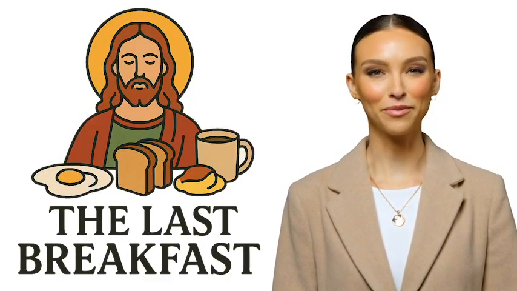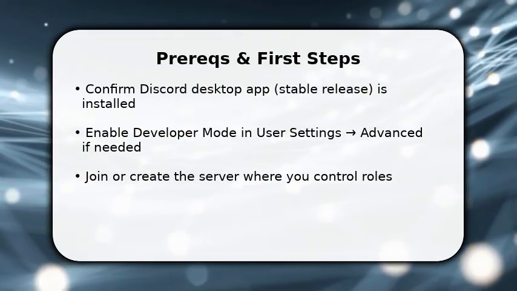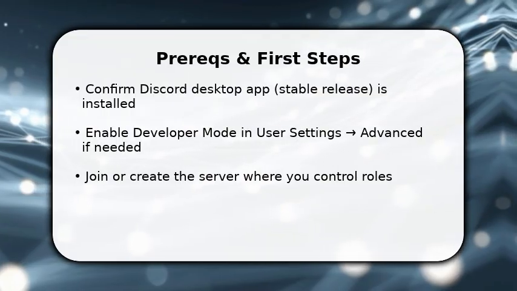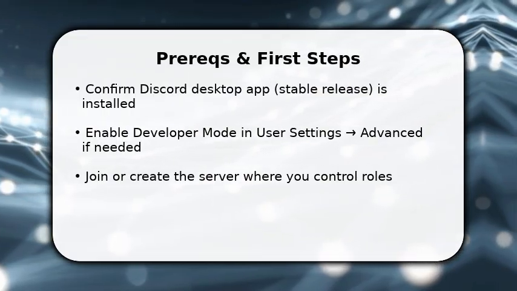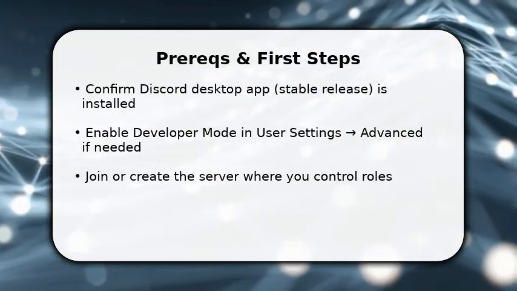Please enjoy the video. You start by confirming prerequisites. Use the Discord desktop app and sign in to the account that has managed server or role permissions. Once done, open server settings for the target server and ensure you have a role with necessary permissions.